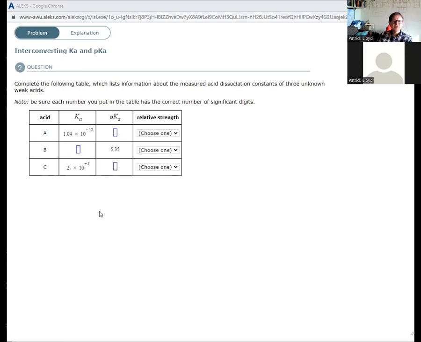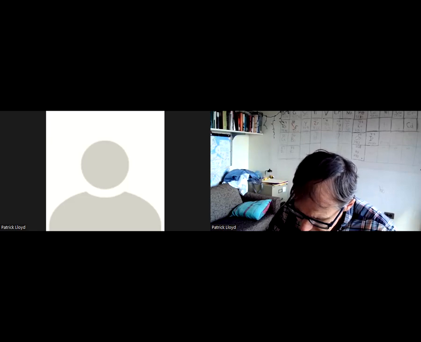So let's take a look at this. Complete the following table, which lists information about the measured acid dissociation constants of 3 unknown weak acids. Be sure that the number you put in the table has the correct number of significant digits. So 3 acids, A, B, C, they give us the Ka values for 2 of them. They give us the pKa for 1 of them. And then they want us to do the relative strength of them, how strong they are. So that's kind of cool. Okay. And let's take a look.